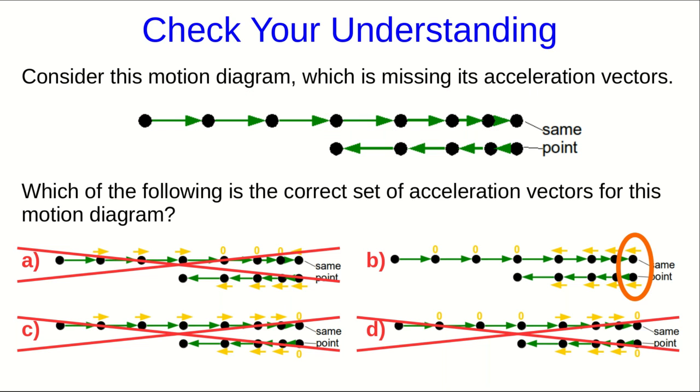You might be a little worried about these points because you haven't seen how to deal with a reversal of direction. So remember that these 2 points are the same point, and so the velocity just before this is here, and the velocity just after it is here, and we can now do the vector subtraction, and it looks like this, and tells us that the acceleration points back to the left, which is what's in the diagram.